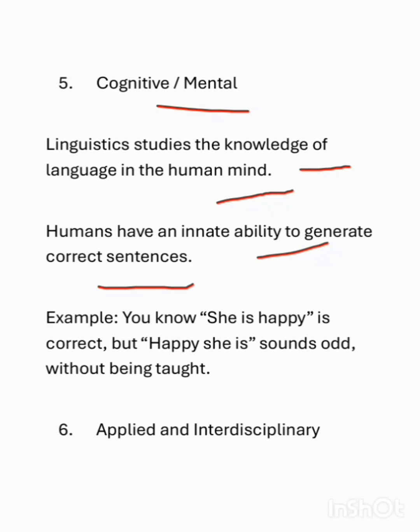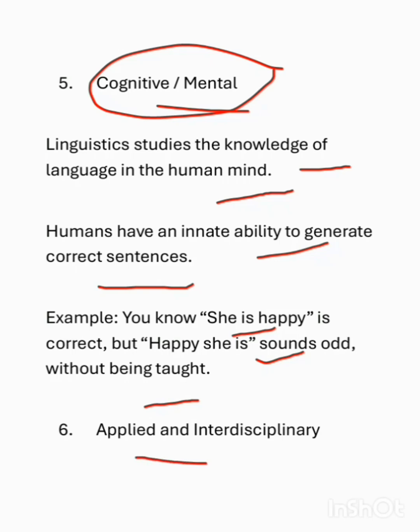For example, "she is happy" is correct, but "happy she is" sounds wrong without being told. So from earlier we know, without knowing the rules of grammar, that this sentence is wrong, this word is wrong, this is right, and this can be okay. So the concept is initially in our mind. It is not taught by other people, but we know that this can be right and this can be wrong. So it is mentally in our mind.